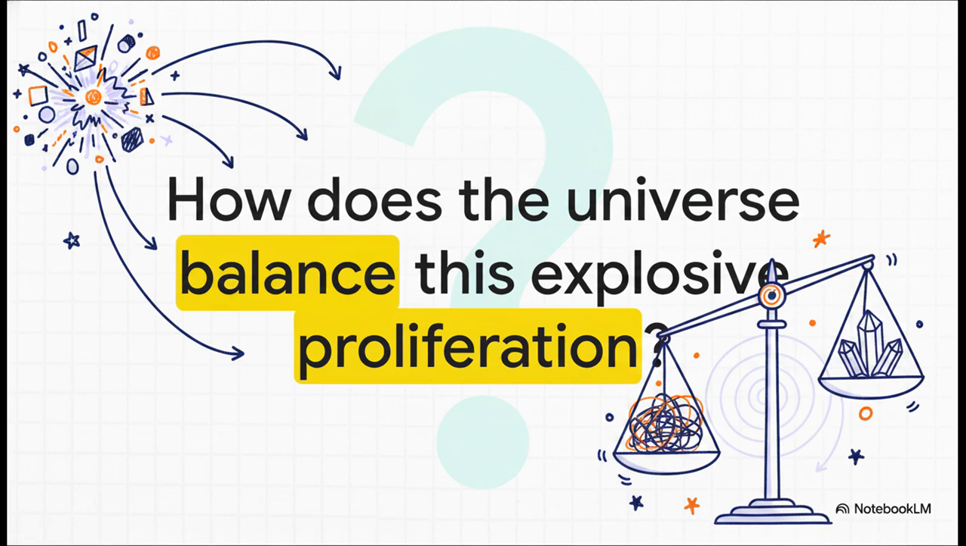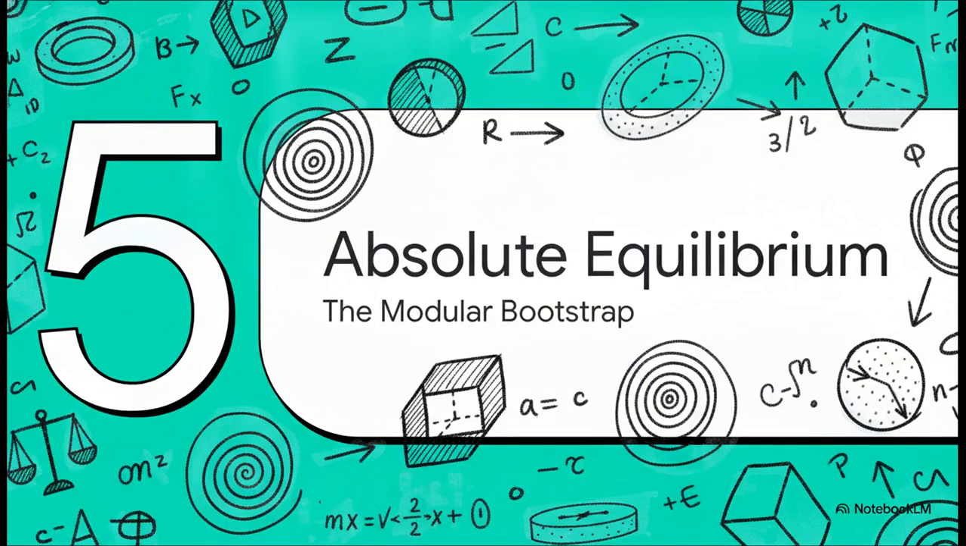But this brings up a really fascinating question. If NP requires this massive, literal explosion of structural states just to cross the stability wall, how on earth does the universe enforce absolute physical equilibrium? Because the universe, unlike a bad accountant, always balances its books. That leads us right into Section 5, enforcing absolute equilibrium.